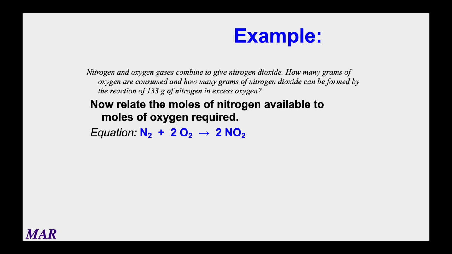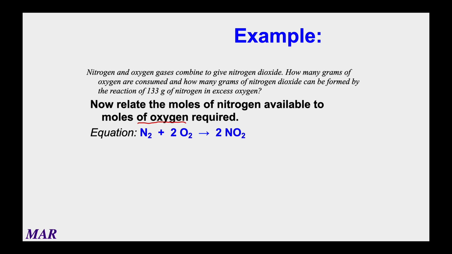Now that we have that, let's figure out the moles of oxygen required. The last step, where we saw 4.75 moles of N2, was the grams to moles part of our grams to moles to moles to grams. And this slide is now going to be the mole to mole part. We have moles of N2, and let's figure out moles of O2 needed.